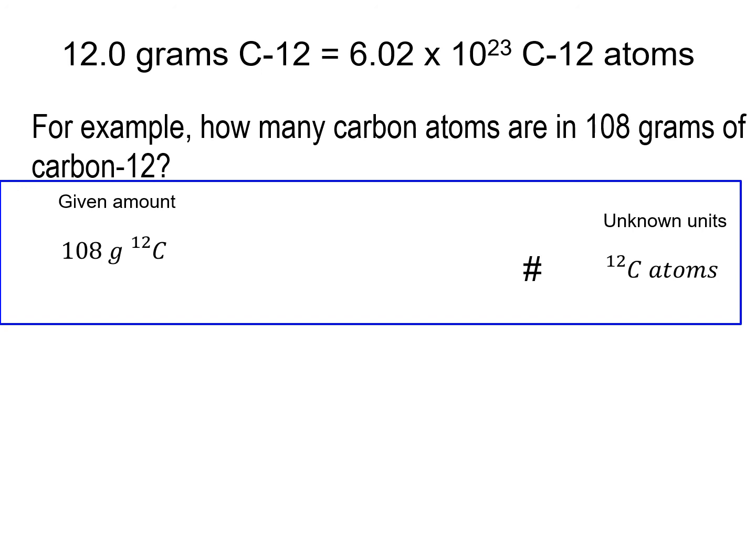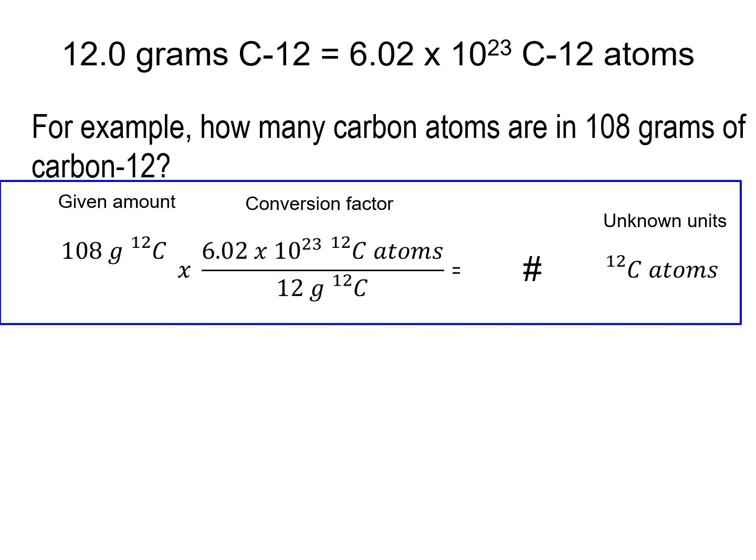Let's just use our equivalence written at the top of the screen. 6.02 times 10 to the 23rd carbon atoms equals 12 grams of carbon. The grams on top and bottom are going to cancel each other. I'm left with 108 divided by 12 times 6.02 times 10 to the 23rd power. Now I don't know exactly what 108 divided by 12 is maybe, but I can see it's probably a little bit less than 10, so this number is going to be bigger than 6.02 times 10 to the 23rd, and in fact it turns out to be 5.42 times 10 to the 24th power.